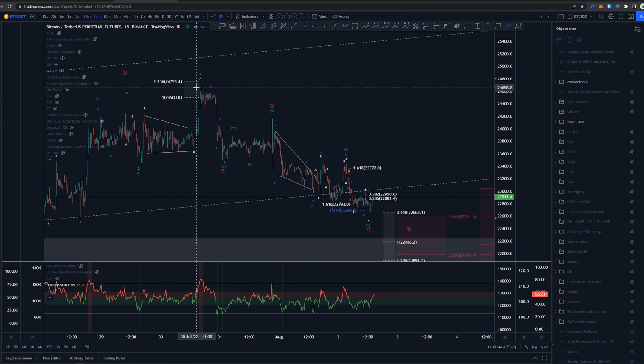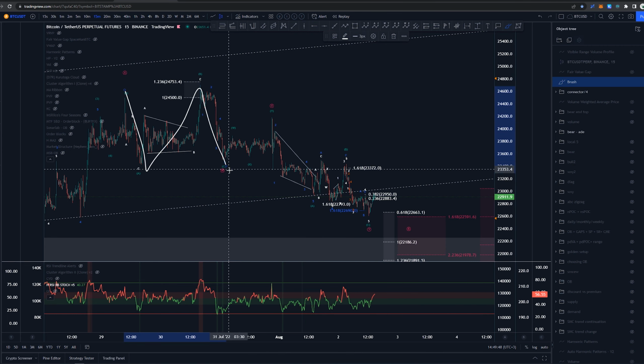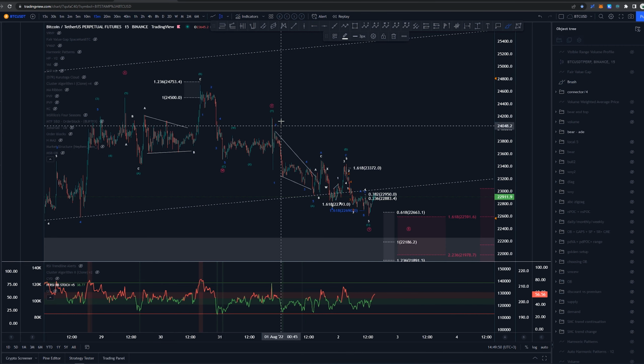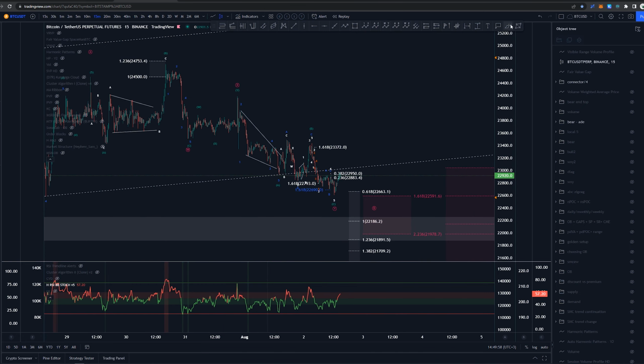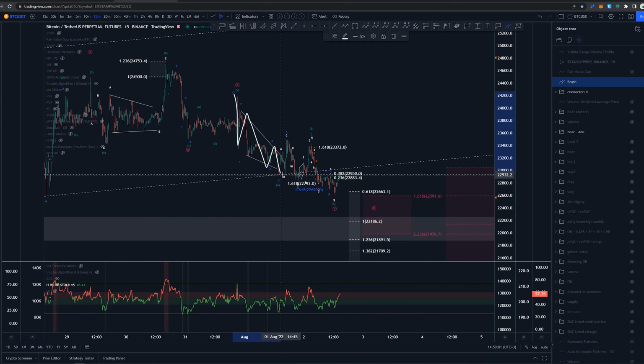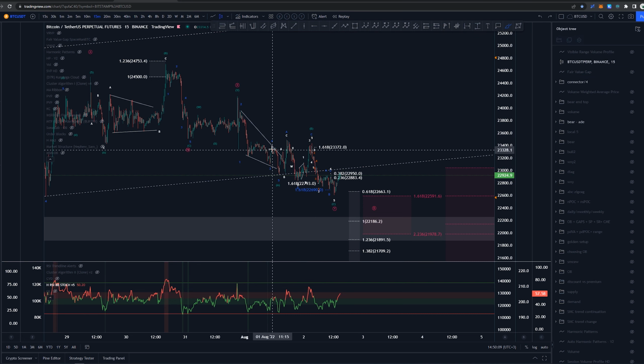So currently what it looks like is an A, B and C, a running flat into wave W, 3 waves into wave X. I'm labeling this WXY here just because we have this kind of structure here in the last leg. And then again we have this diagonal here. I had that expanding diagonal structure here on the last video. That doesn't really fit too well here, and I don't even know why I had that there.